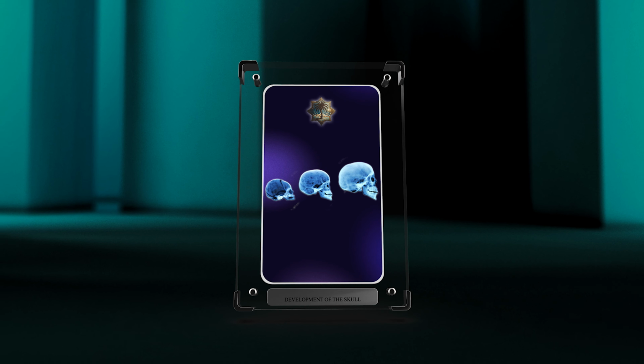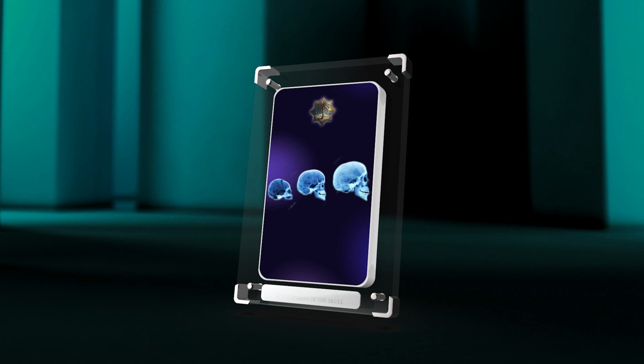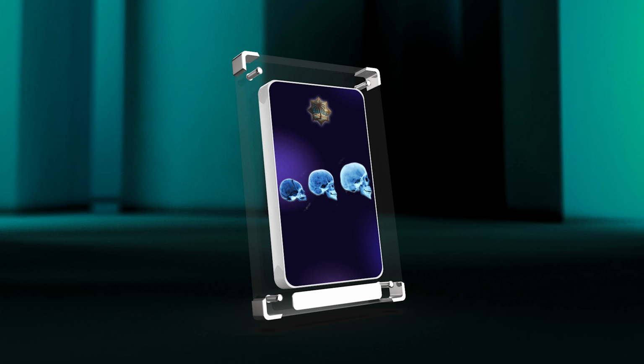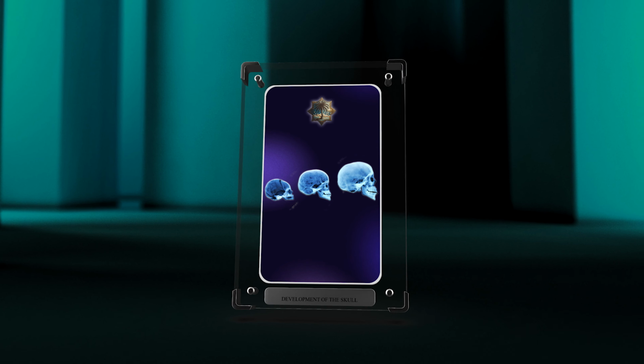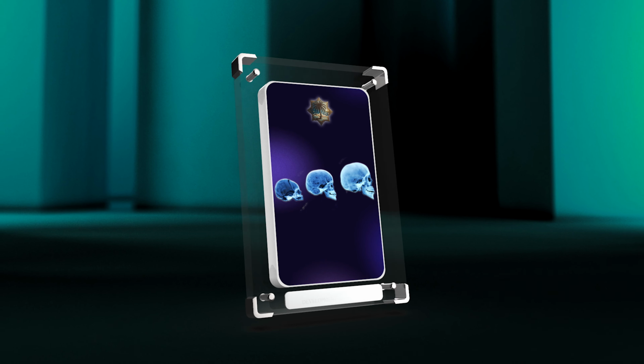Understanding the development of the skull is essential for medical progress. By studying the intricate processes and genetic factors involved, we gain insights into craniofacial anomalies and potential treatments, benefiting both individuals and our knowledge of human evolution.